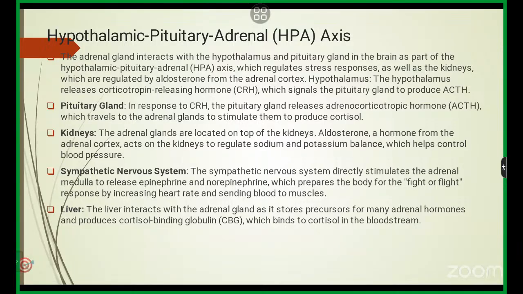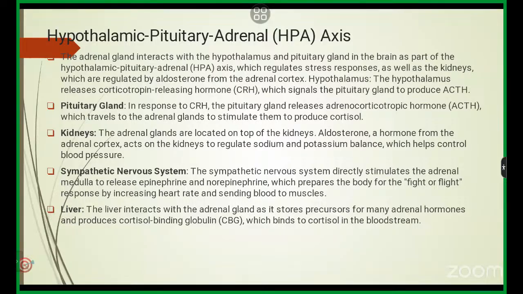Now, let's look at the sympathetic nervous system. The sympathetic nervous system directly stimulates the adrenal medulla to release epinephrine and norepinephrine, which prepare the body for the fight or flight response by increasing the heart rate and sending blood to muscles. So this is the fight or flight response system, and the organ that controls it is the adrenal gland. The specific part that produces epinephrine and norepinephrine is the adrenal medulla. Now we've seen two parts in the anatomy of the adrenal gland, the cortex and the medulla.